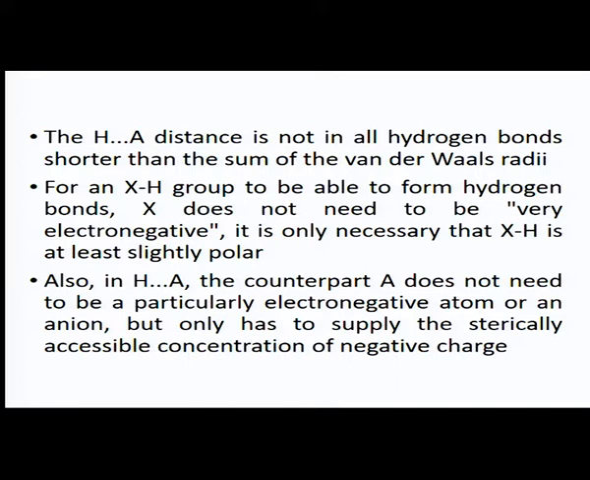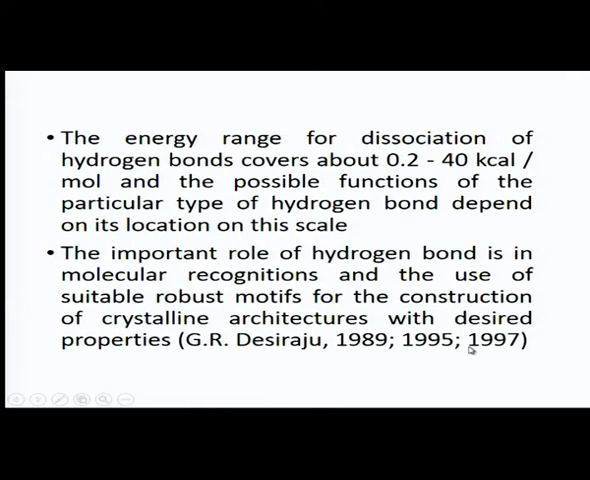For an X-bonded H group to be able to form a hydrogen bond, X does not need to be very electronegative. It is only necessary that the X-H bond is at least slightly polar. Also, in H...A, the counterpart A does not need to be a particularly electronegative atom or an anion, but only has to supply a sterically accessible concentration of negative charge. The energy range for dissociation of hydrogen bonds covers about 0.2 to 40 kilocalories per mole, and the possible functions of the particular type of hydrogen bond depend on its location on this scale.